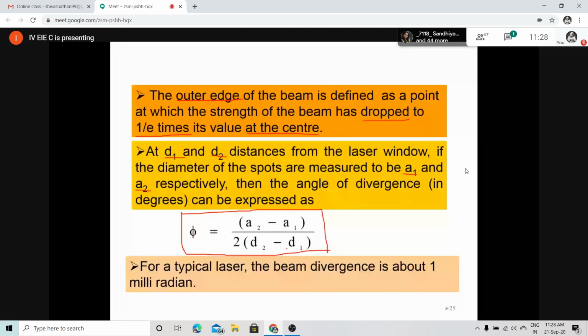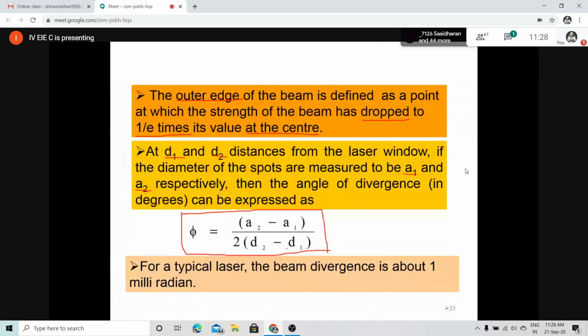So if I have a laser beam being projected onto a screen, kept at distances D1 and D2, and at distance D1 I get a diameter of A1, and at distance D2 I get a diameter of A2, then the beam divergence can be expressed as phi equal to (A2 minus A1) divided by 2 times (D2 minus D1). Clear? So this might be easier for you to understand.